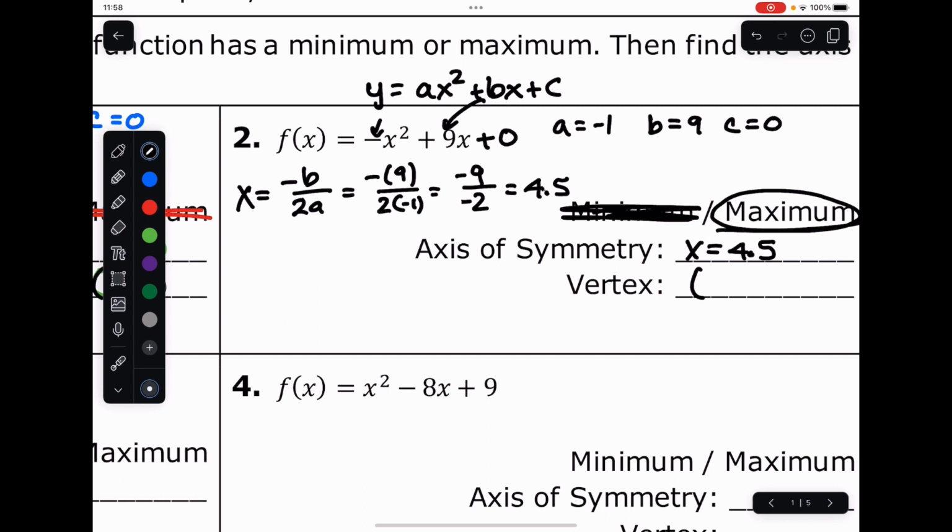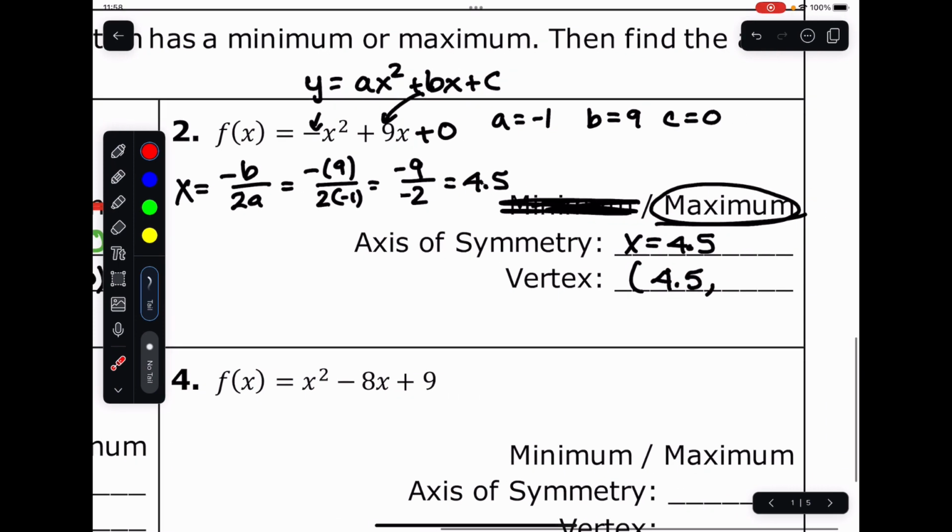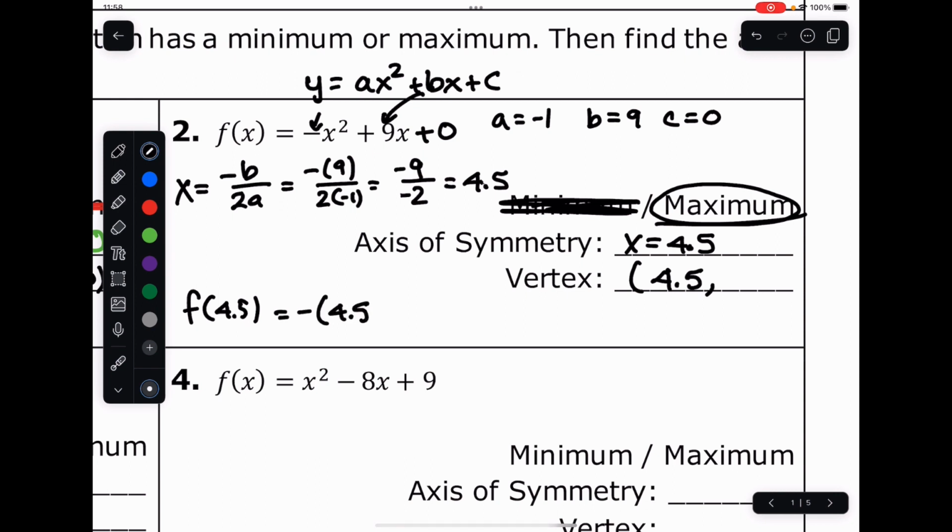So now our vertex has the exact same x coordinate because, again, the vertex is located in the center, and this is our center line. x equals 4.5 is our center line, and our vertex is located exactly right there in the center. Now, to figure out what the y value of our vertex is, what we do now is plug 4.5 into our function. So f of 4.5. So we have negative 4.5 squared plus 9 times 4.5.